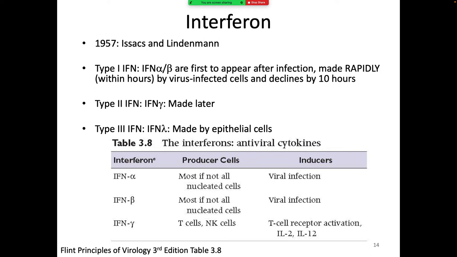We now know that there are a bunch of types of interferon, shockingly creatively called types 1, 2, and 3. We're really only going to talk about type 1 right now. Type 2 is related to the adaptive immune response. Type 3 is related to barrier immune responses. But type 1 interferon, which is also interferon alpha or beta, is made almost immediately after infection. So pretty much as soon as you're infected with a virus, you start making type 1 interferon. And in some cases, it's starting to go away by 10 hours after infection.